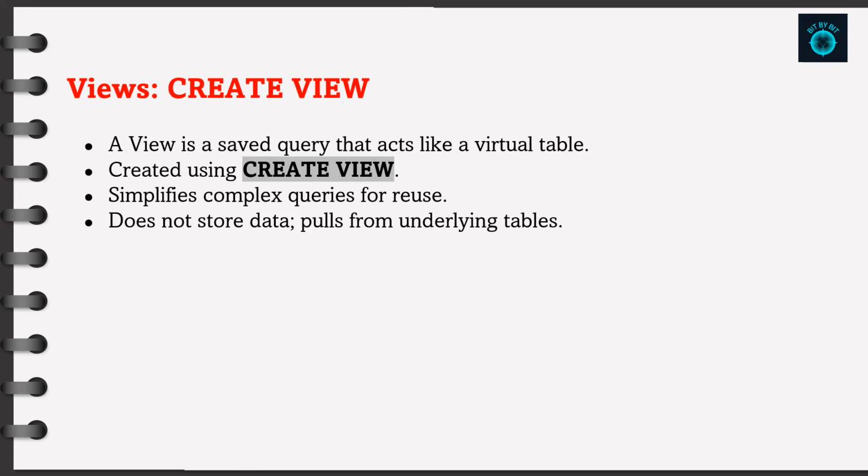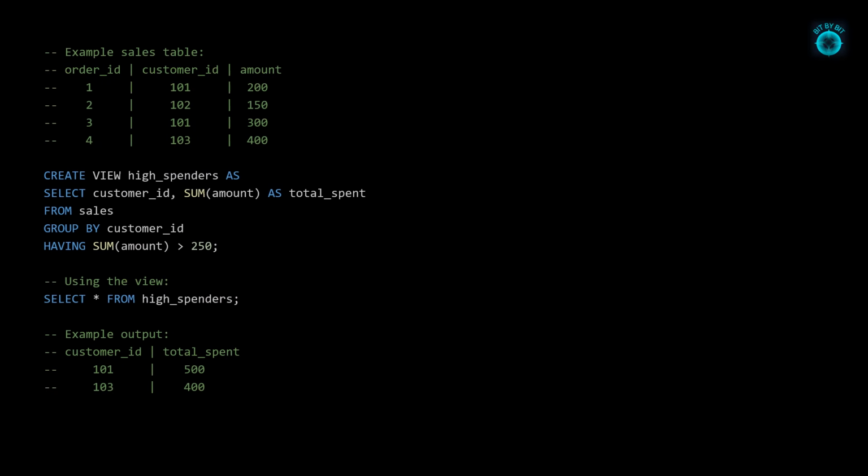You create a view with the create view command, give it a name, and then define the query you want it to store. After that, you can treat the view like any other table in your select statements. This makes your code shorter, cleaner, and easier to maintain. We start with the sales table, which lists order IDs, customer IDs, and amounts spent. The create view command is used to define a new view called high spenders.